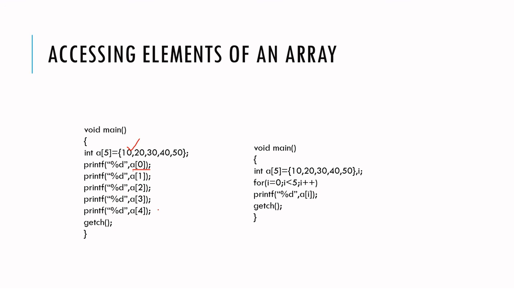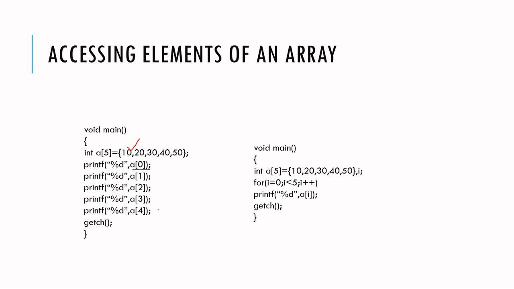printf %d, a of i, so that the corresponding elements will be printed. For example, when i is equal to 0, a of 0 means 10 will be printed. When i is equal to 1, 20 will be printed. When i is equal to 2, 30. When i is equal to 3, 40 will be printed. When i is equal to 4, 50 will be printed. So in this method, we can access the elements of an array.